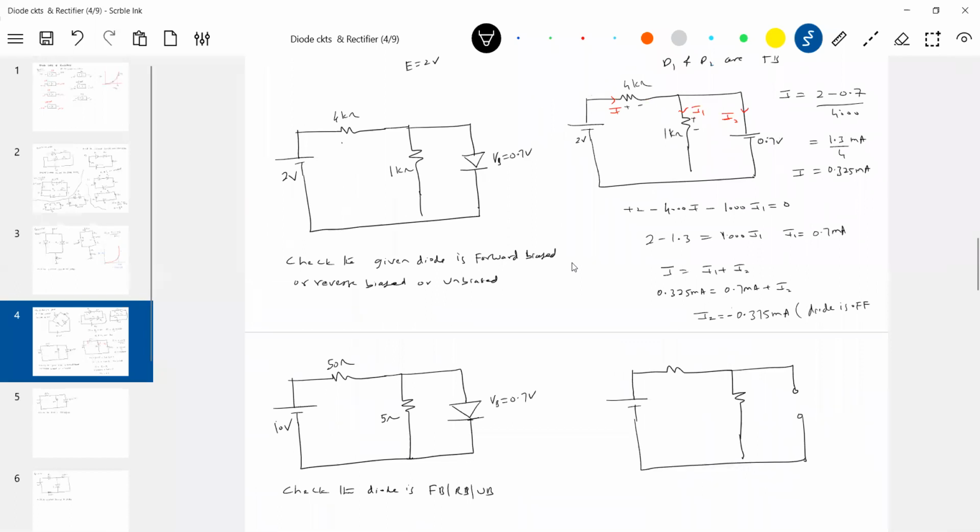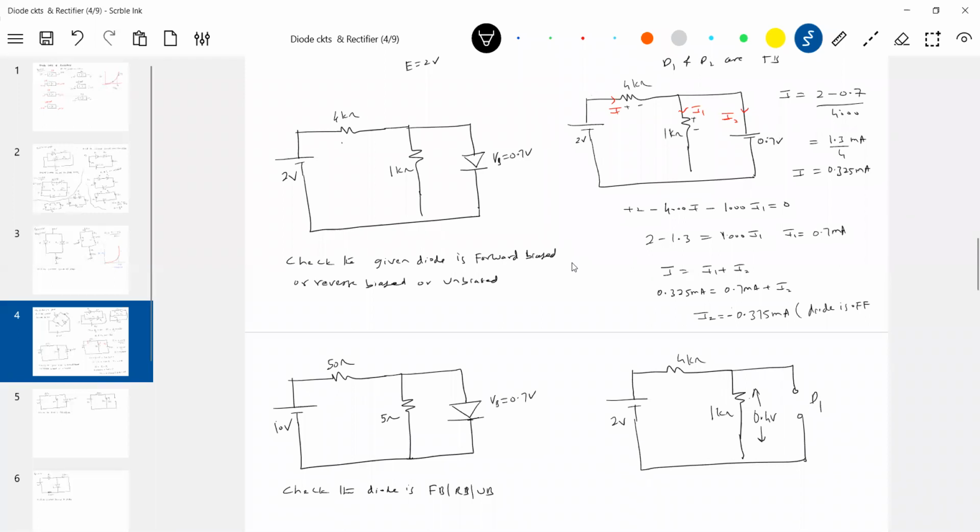You check the voltage now. The drop across this 1 kilo ohm, tell me how much of a drop here? 0.4 volt. But how much is needed to forward bias? 0.7. So the potential drop across the diode is 0.4 volt. But 0.7 volt is needed. So therefore the diode is unbiased.